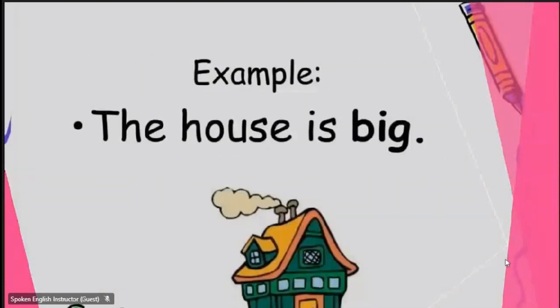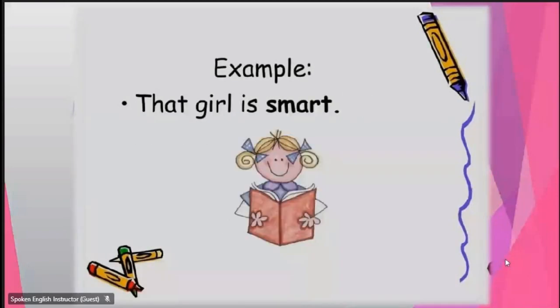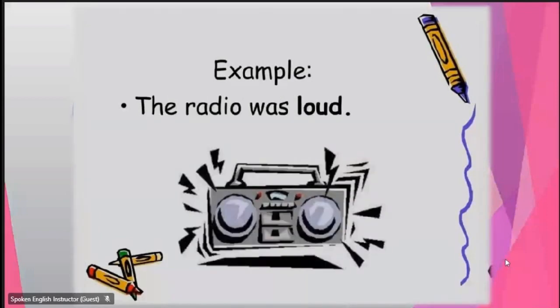The house is big. This is one of the examples. The boy is fast on his bicycle. Fast, it is bold as well, and it is representing that all the bold words are representing adjectives. The boy is fast on his bicycle. The girl is smart. The radio was loud.